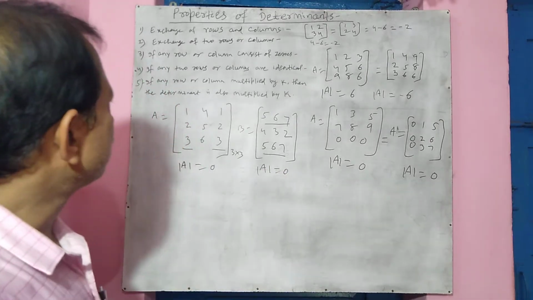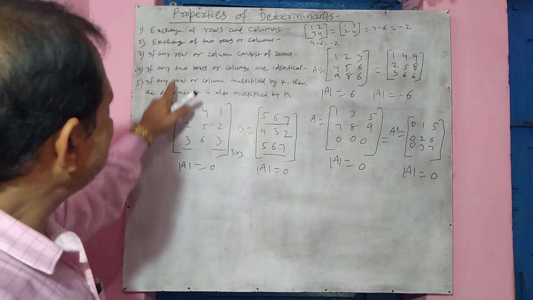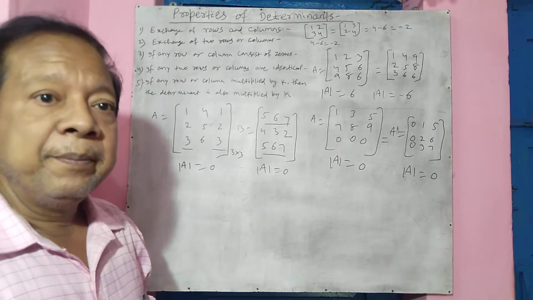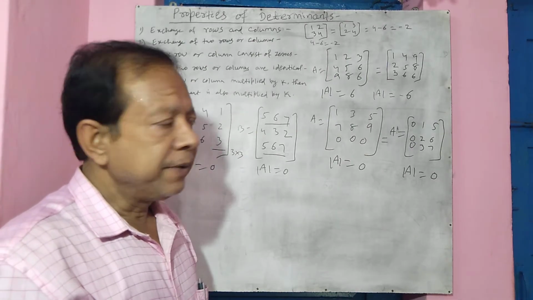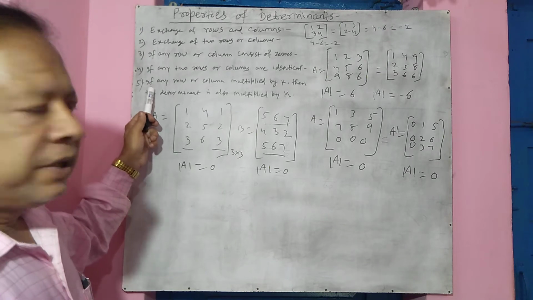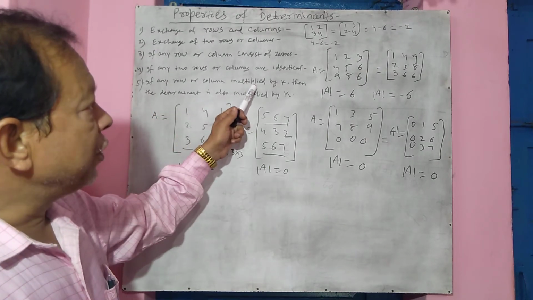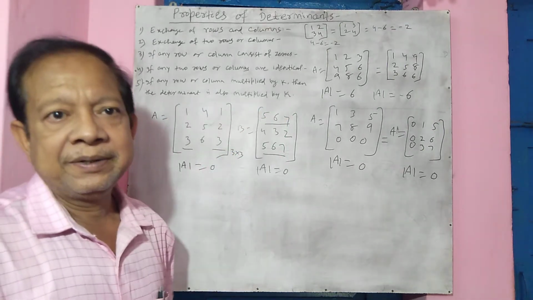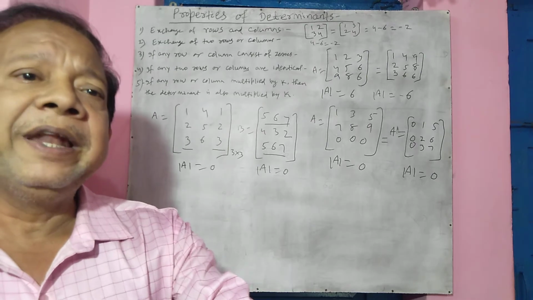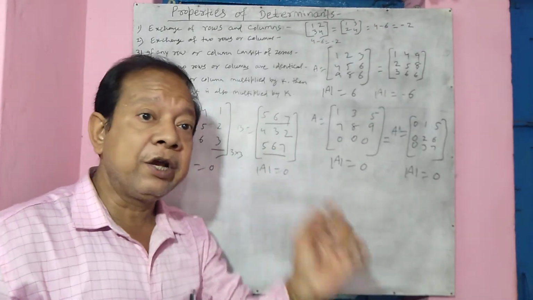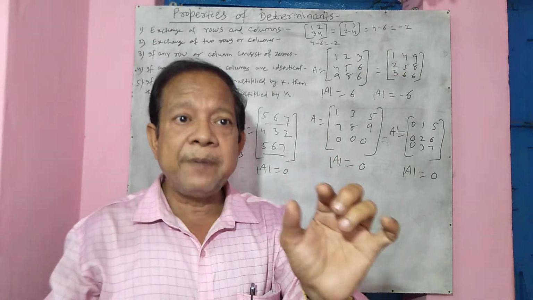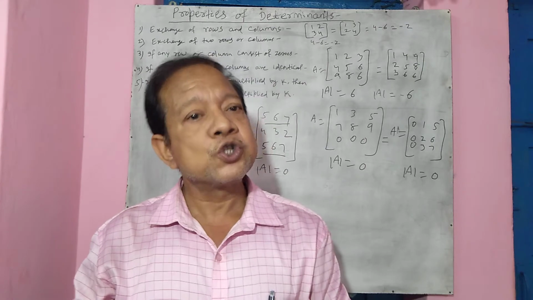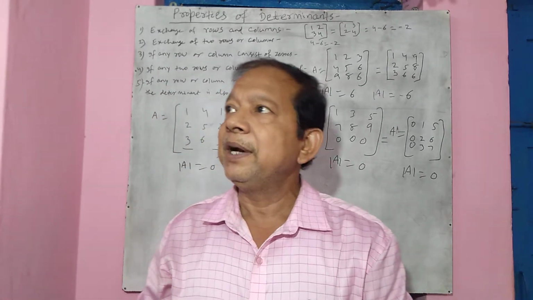Okay? If any two rows or columns are equal, that is, identical, then the value of the determinant becomes 0. Okay? Next, coming to number 5. If any row or column is multiplied by k, then the determinant is also multiplied by k. This is very simple. If any row or any column of a matrix is multiplied by a constant k, then what happens? The value of the determinant will also be multiplied by that constant.